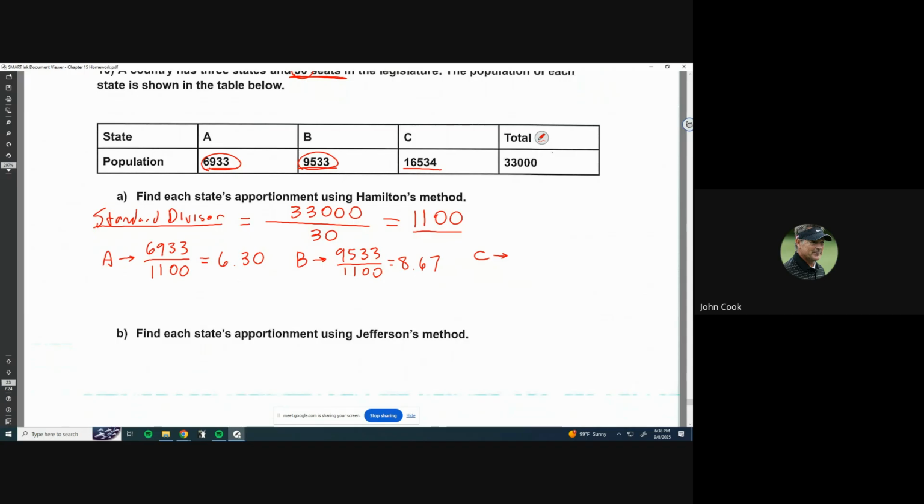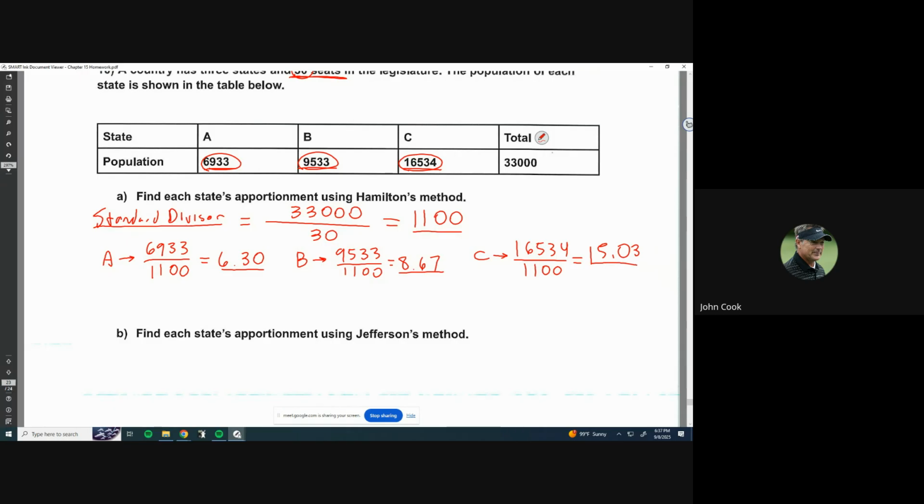Now C, I take the population for that one, 16,534, and divide it by 1,100. Using my calculator, 16,534 divided by 1,100 is 15.03090909. If I want to cut it off at 2 decimal places, since that number is not 5 or above, I just leave it as a 3. I don't have to round up or anything like that. Okay, so what these are called are the quotas for each of the states.